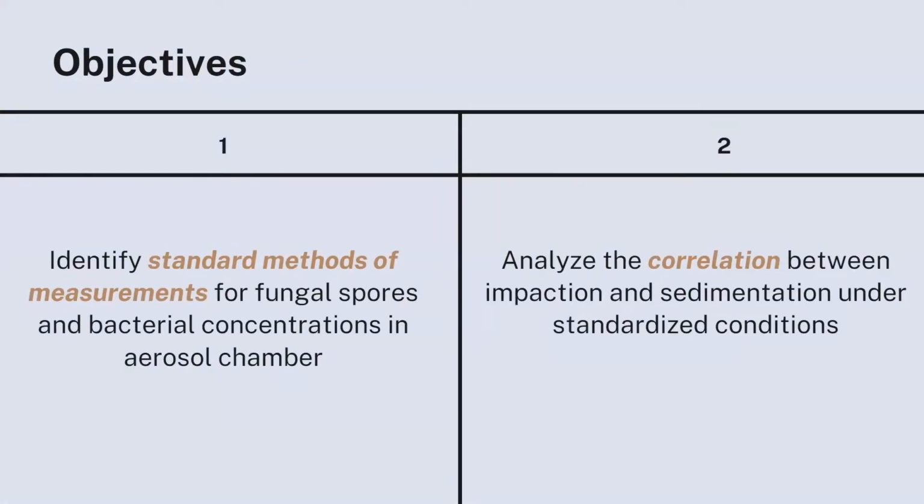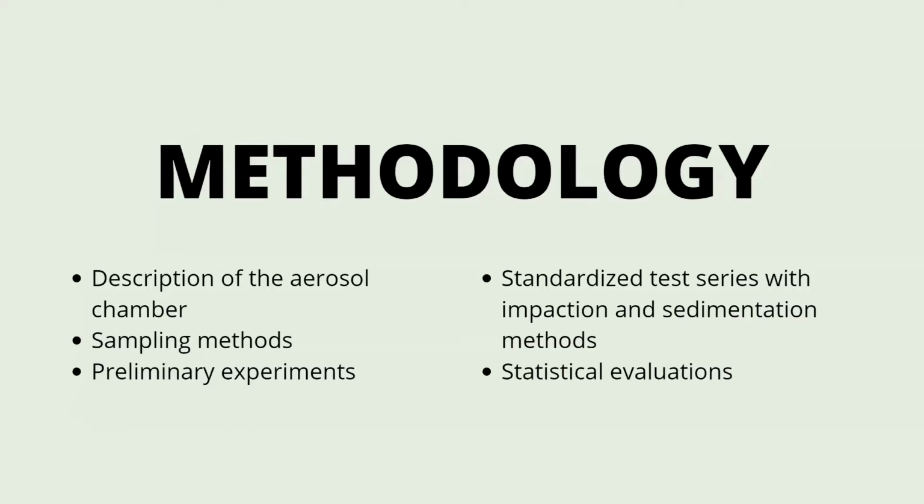This study has two objectives: to identify standard methods of measurements for fungal spores and bacterial concentration in an aerosol chamber, and to analyze the correlation between the impaction and sedimentation under standardized conditions. Our methodology will be divided into 5 parts, namely, description of the aerosol chamber, sampling methods, preliminary experiments, standardized test series with impaction and sedimentation methods, and statistical evaluations.